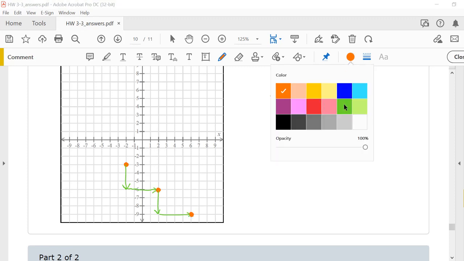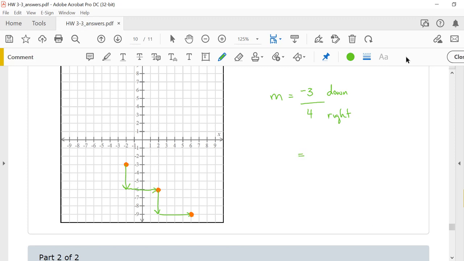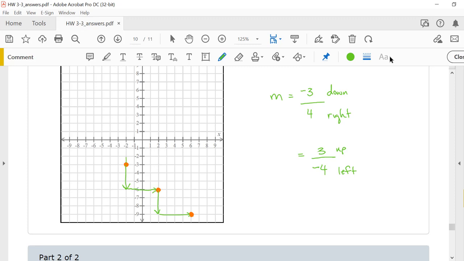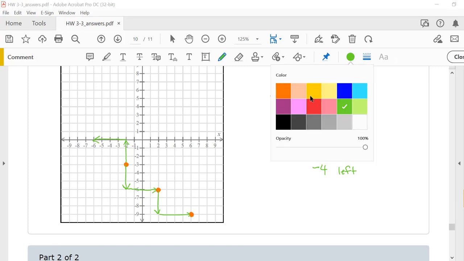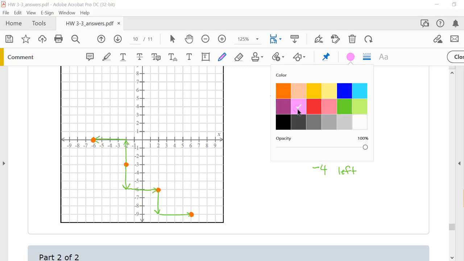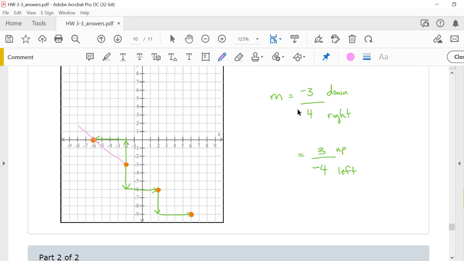Okay, if I wanted to put the negative with the 4, so 3 over -4, I would go up 3 and left 4. So watch this. From this point, I'm going to go up 3 and left 4. Right, there's my line. I would draw it through those points.